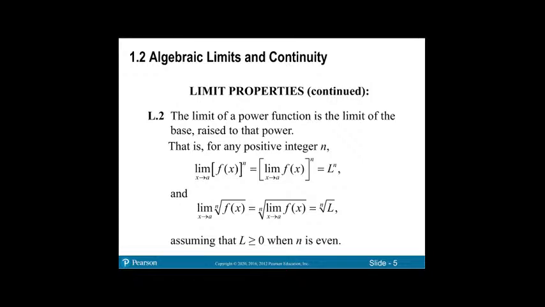The limit of a power is the limit of the base raised to that power. So the limit as x approaches a of the power of a function is going to be the power of the limit. So long story short, the limit of the power is going to be the power of the limit. The limit of the root is going to be the root of the limit, assuming that the limit is non-negative when n is even, when the index is even, because we can't take the even root of a negative number. So whenever we're dealing with roots, we do have to be on the lookout for that, making sure that if the index is even, the radicand is non-negative.